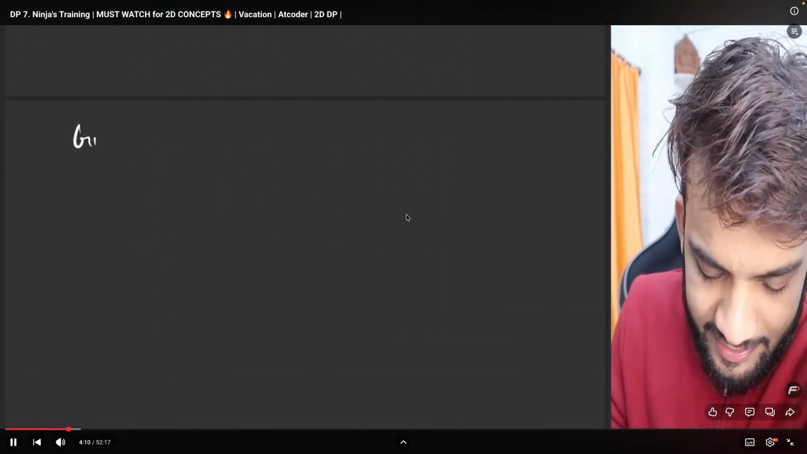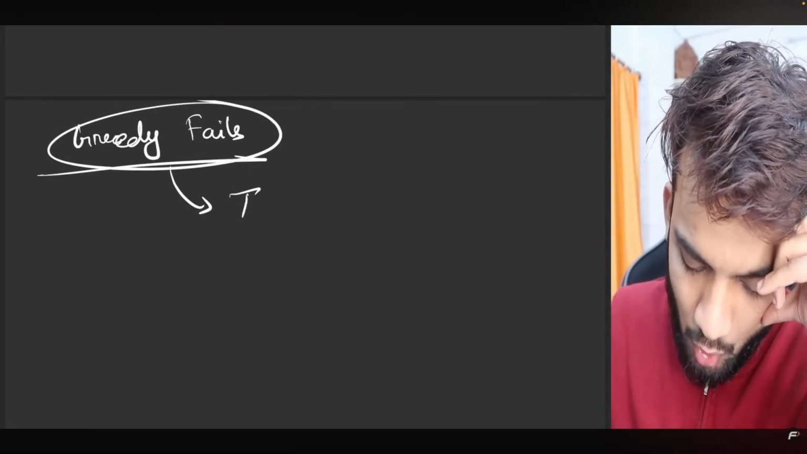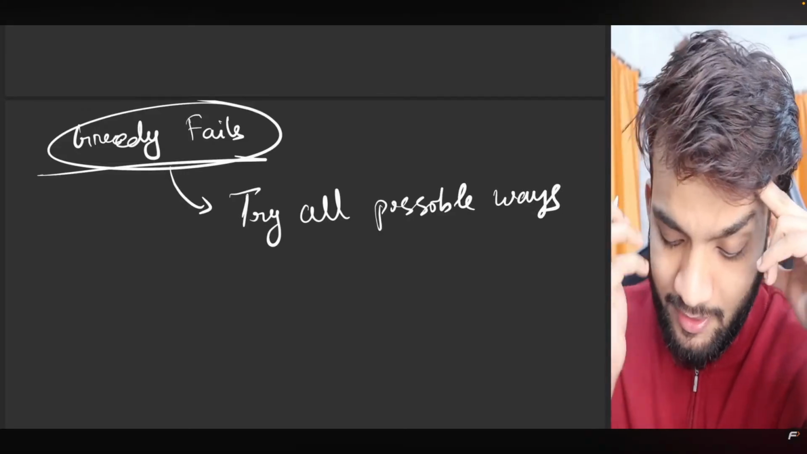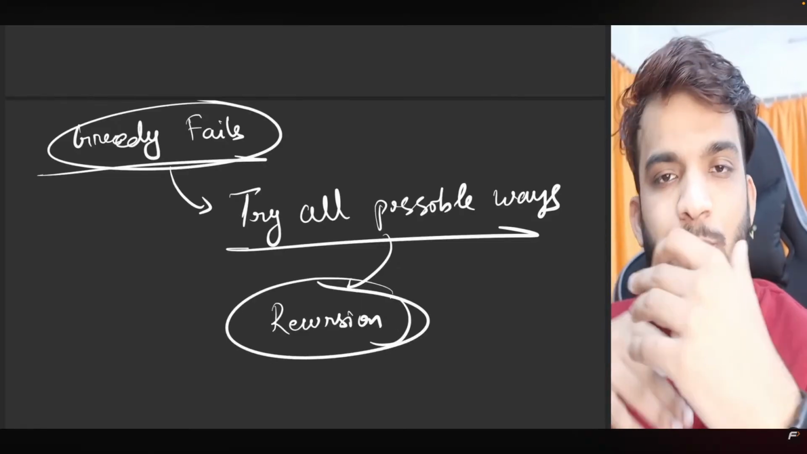So we observe that greedy fails. And whenever greedy fails, you know what you need to do? First thing that comes, try all possible ways. Yes, we're going to try all possible ways. That's definitely the first thing that comes to my mind. And whenever I say try all possible ways, the first thing that comes to my mind is let's apply recursion and try to do every possible stuff that I can do.